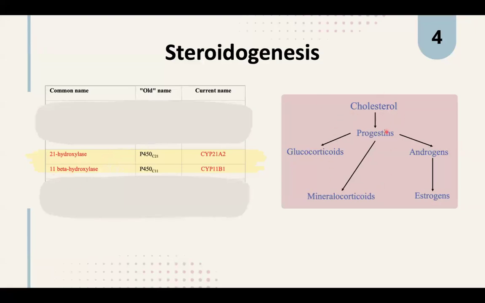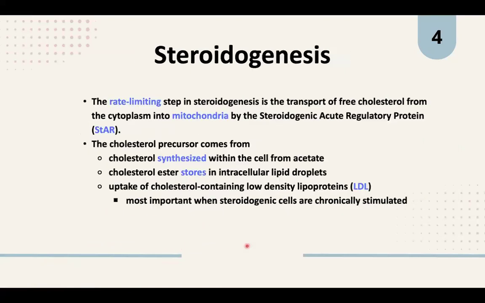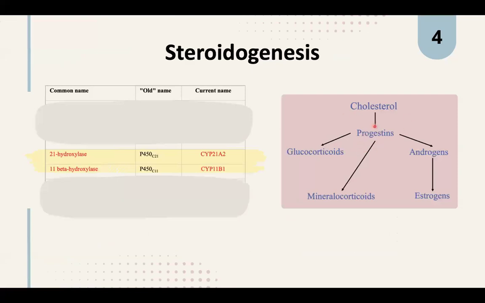And this is a general diagram of how the process goes. Obviously it's more detailed than this, but generally you get cholesterol, you make progestins, and then from these progestins, you can get any of the other ones. You can make glucocorticoids, you can make mineralocorticoids, and you can make androgens, which you can use to make estrogens. So this is what we meant by this sentence. Progestins are the biosynthetic precursors of all steroid hormones, because that's the first thing you make from cholesterol, and then you can use it to make the other ones.